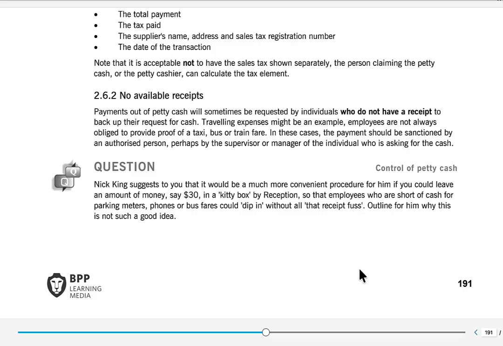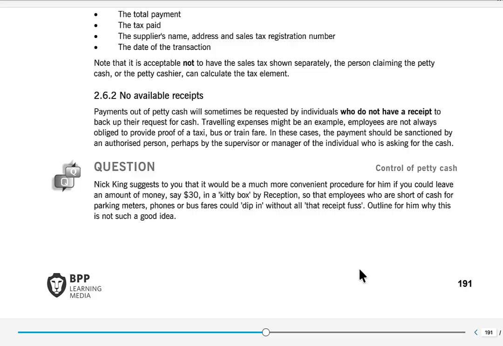When might no receipt happen? Students, here are some common examples. A taxi ride where the driver did not give a receipt, a parking meter payment, a bus fare payment, a small traveling cost where it was difficult to get proof. These are common situations where receipts are sometimes missing. That is why the business needs a safe process.